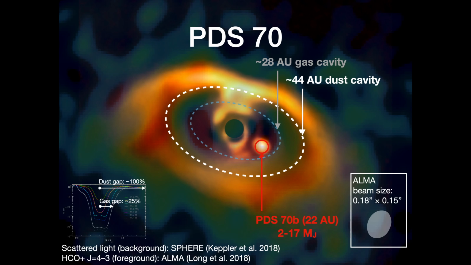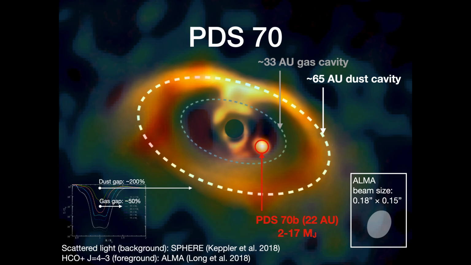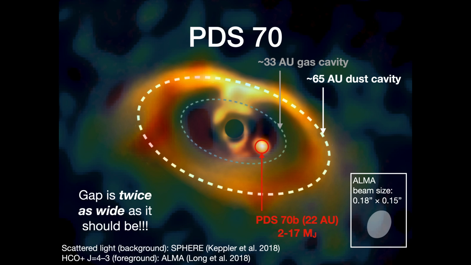For the planet at 22 AU, we'd get a gas cavity at something like 28 AU and a dust cavity at something like 44 AU. However, clearly this is not something that we observe. In actuality, what we find is a gas cavity at 33 AU, but the dust cavity a staggering 65 AU radius from the star. This is twice as wide as it should be, and there's no explanation just within the ordinary gap opening theory with a fixed planet.